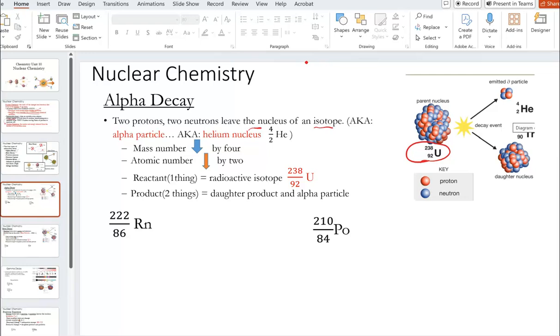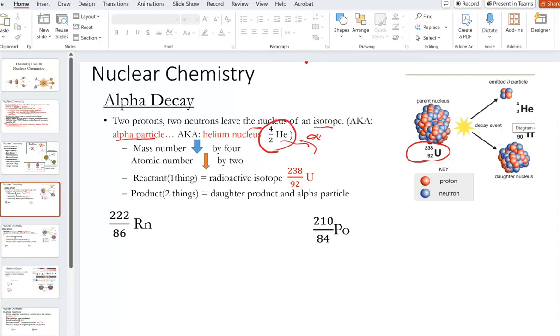Now, these 2 protons and these 2 neutrons are actually called an alpha particle. An alpha particle looks just like this. It actually looks exactly like a helium atom. So anytime we talk about an alpha particle, and a lot of times they'll write the symbol like this, okay? Anytime we talk about an alpha particle, it looks exactly like a helium atom. It has 2 protons and it has 2 neutrons. So anytime we write these reactions, anytime we write an alpha particle, it's going to look just like this.